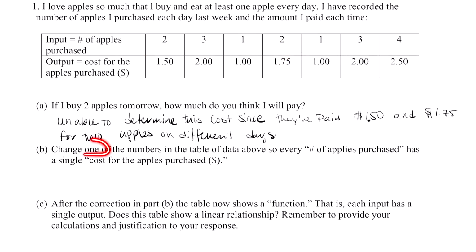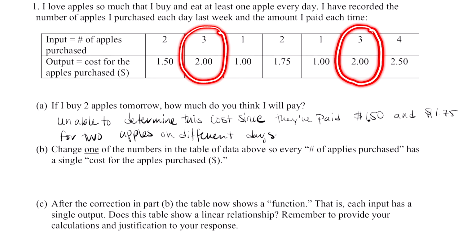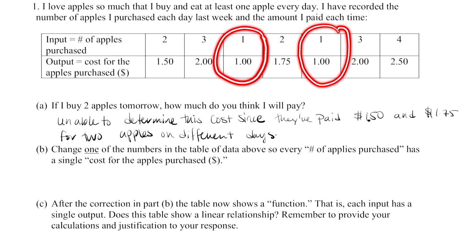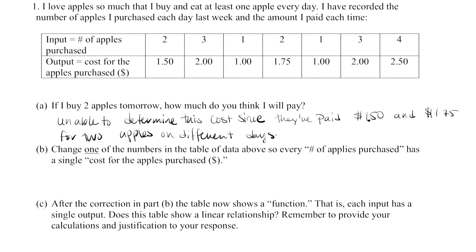Part B, let's change just one of the numbers on the table above so that every number of apples purchased has just one cost. So let's quickly check. We know that 2 apples has 2 different costs. What about 3? Here's 3 apples for $2, and here's 3 apples again for $2. What about 1 apple? Here's 1 apple for $1, and here's another for $1, so the cost is the same. What about 4 apples? For 4 apples, they paid $2.50 one time, so there's only one cost for 4 apples. So our only problem lies within the 2 apple category.